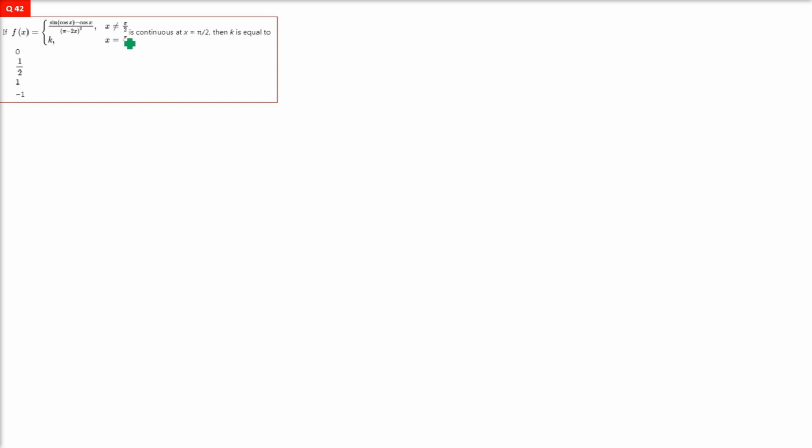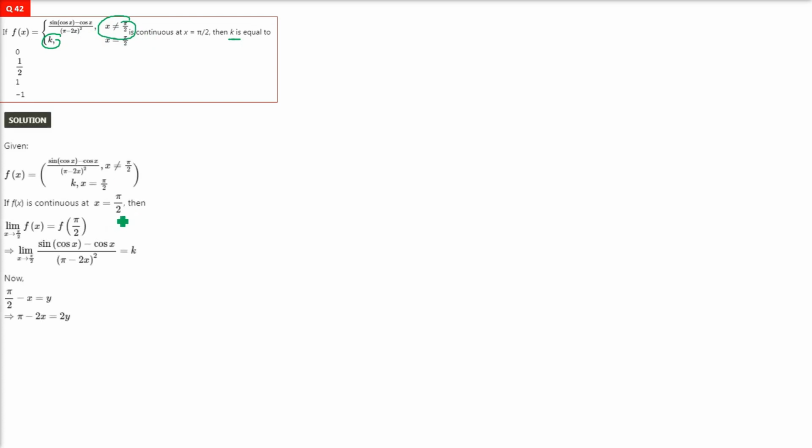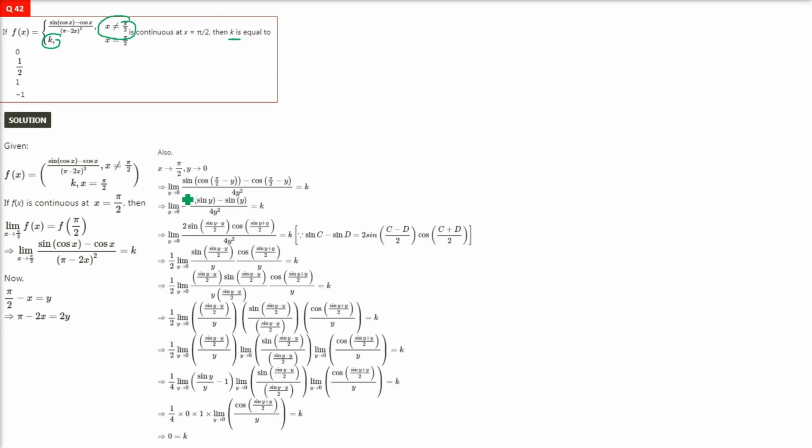Now f(x) is equal to the first function for x not equal to pi by 2. The other one is a constant, for x equals pi by 2, it is k. So this is continuous at x equals pi by 2, then k is equal to... So what we will do here is just try to find out the limit.